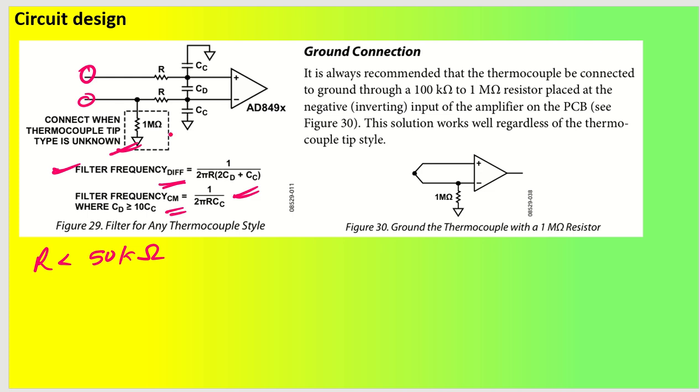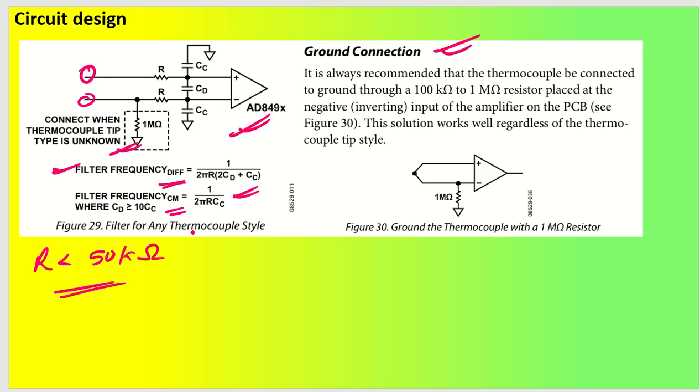Just make sure that the series resistance value you are using must be less than 50 kilo ohm. It should not be more than this. At the same time, the differential capacitor that you use must be greater than 10 times the common mode capacitor. So this is one thing.